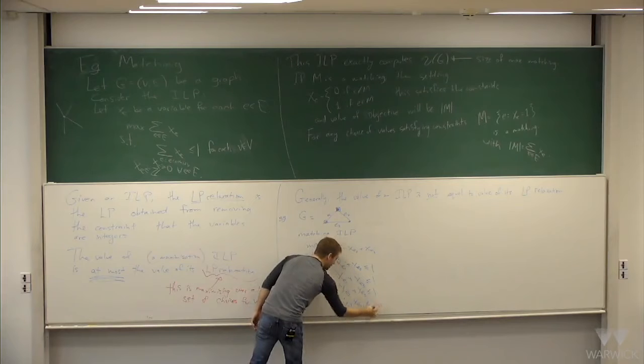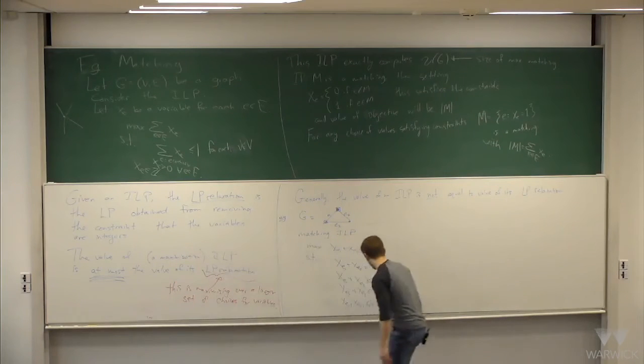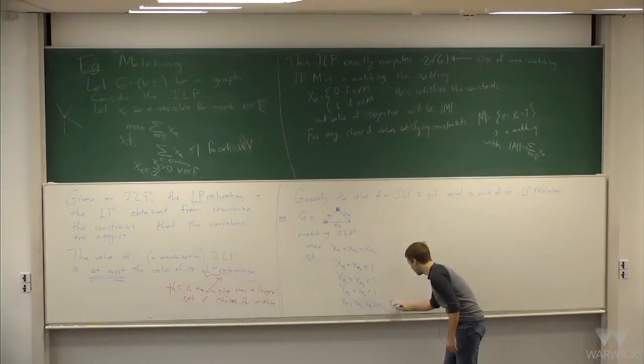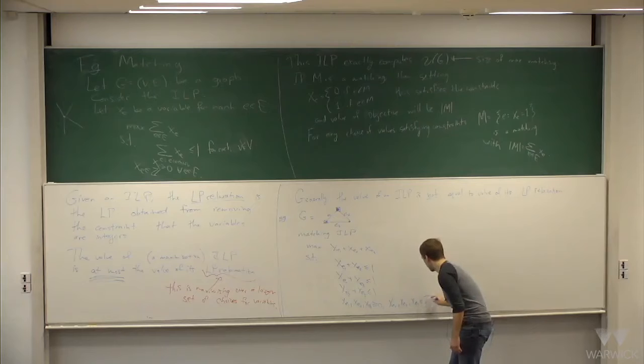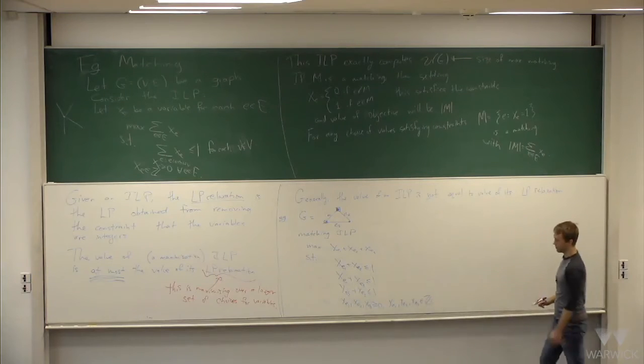So all of these things have to be non-negative. And I have the constraint that they all have to be integers. Right? So imagine this line is below that line.